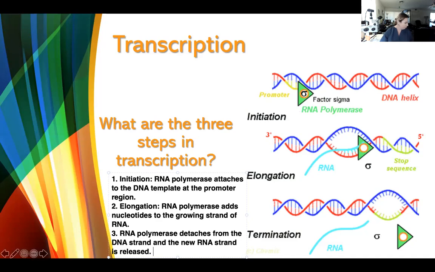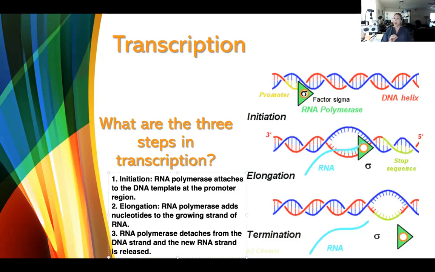So just to review what we have gone over so far, the process that we are talking about goes from DNA to RNA to protein. DNA to RNA is transcription. RNA to protein is translation. Transcription occurs in the nucleus. During transcription, a DNA template is used to make a strand of RNA.